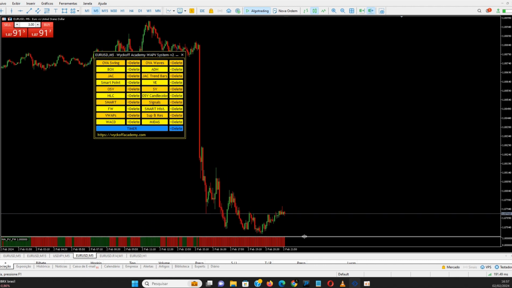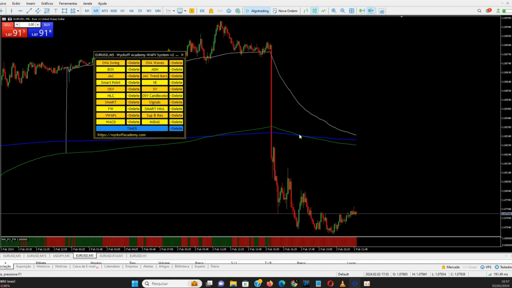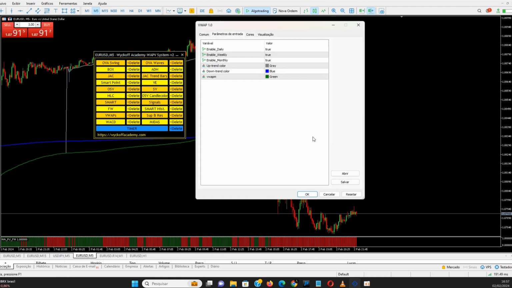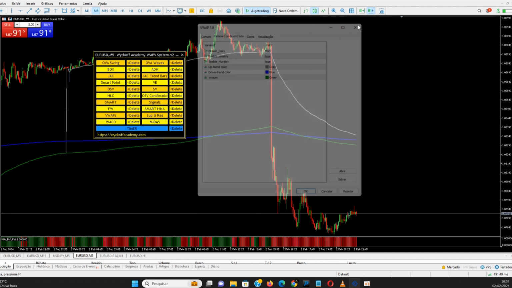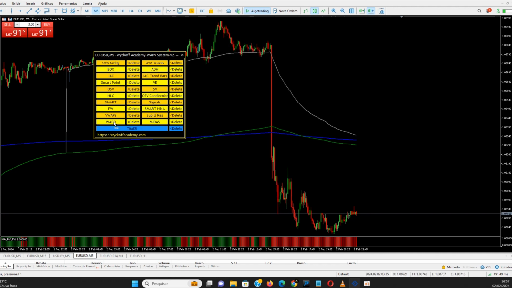Our next indicator is well known to most traders. You may have heard of VWAP. Our GPS has 3 VWAPs for you to track the big players in the market: daily VWAP, weekly VWAP, and monthly VWAP.